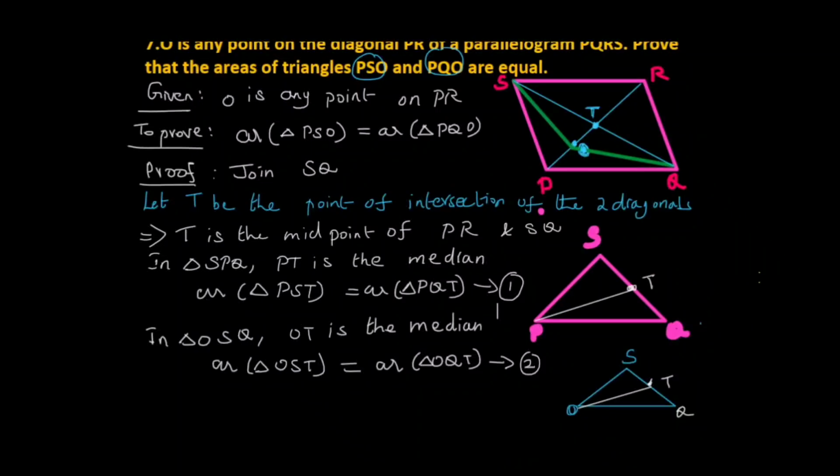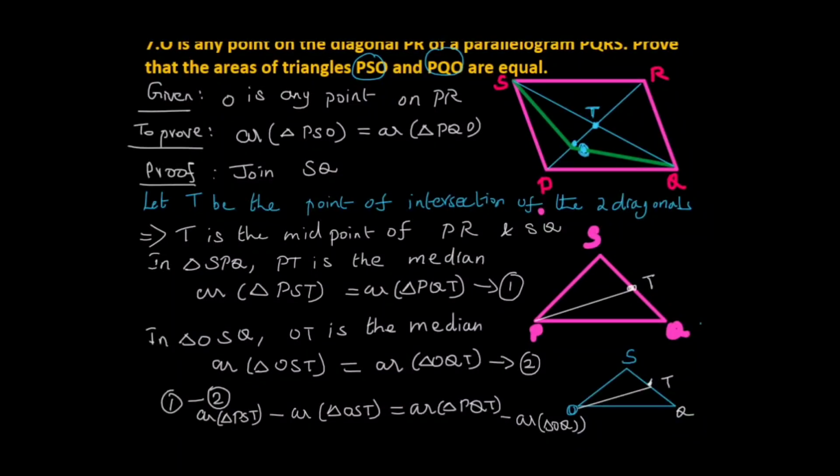Now we are going to subtract equation 1 and 2. Now 1 minus 2. When we are subtracting equation 1 minus 2, what will happen? Left hand side: area of triangle PST minus area of triangle OST, which is equal to right hand side: area of triangle PQT minus area of triangle OQT.